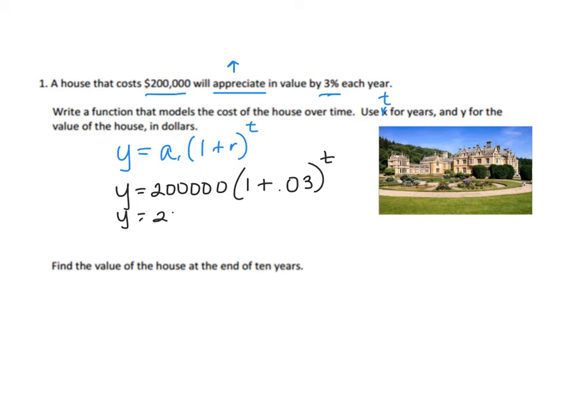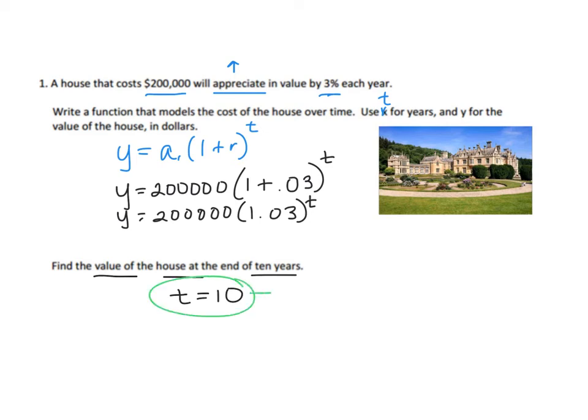All right, let's simplify inside the parenthesis. And I get 1.03 raised to the t power. I know I did my math correct because this number is greater than 1, and so therefore it's increasing, which is what we're expecting. All right, find the value of the house at the end of 10 years. So that means t is equal to 10. So you're going to take 10 and you're going to substitute it in here. So in your calculator, you're going to type 200,000 parenthesis 1.03 raised to the 10th power.